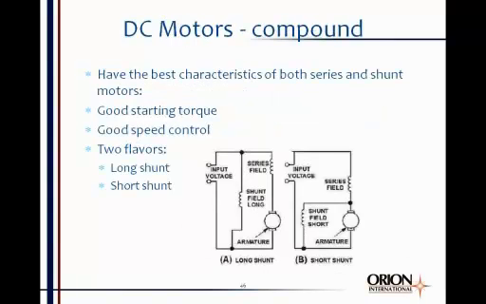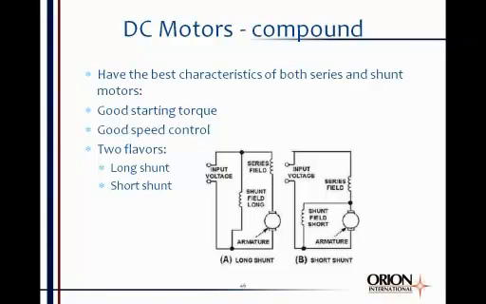Now, if we combine the shunt motor and the series motor, we end up with what's called a compound motor. Compound motors are the most common type. They actually have the best characteristics of both the series and the shunt motor. They've got good starting torque, and they've got good speed control. And there's kind of two different types of compound motors.